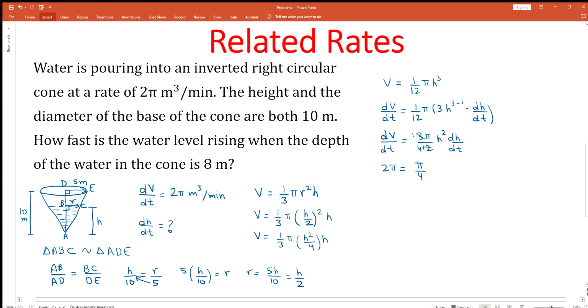We have to find how fast the water level is rising when the depth of the water in the cone is 8 meters. So we should substitute h as 8 to find the value of dh/dt when the depth of the water is 8 meters. There is a very important concept we need to understand and memorize to solve this type of problem. 8 squared is 64. We can reduce 4 and 64.